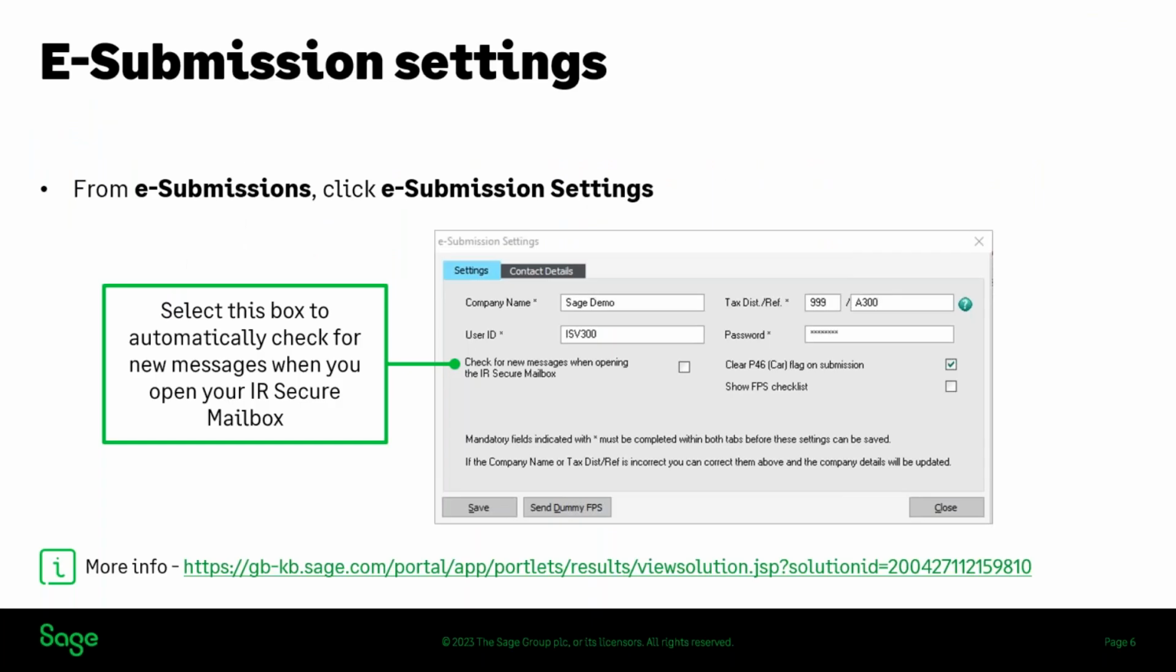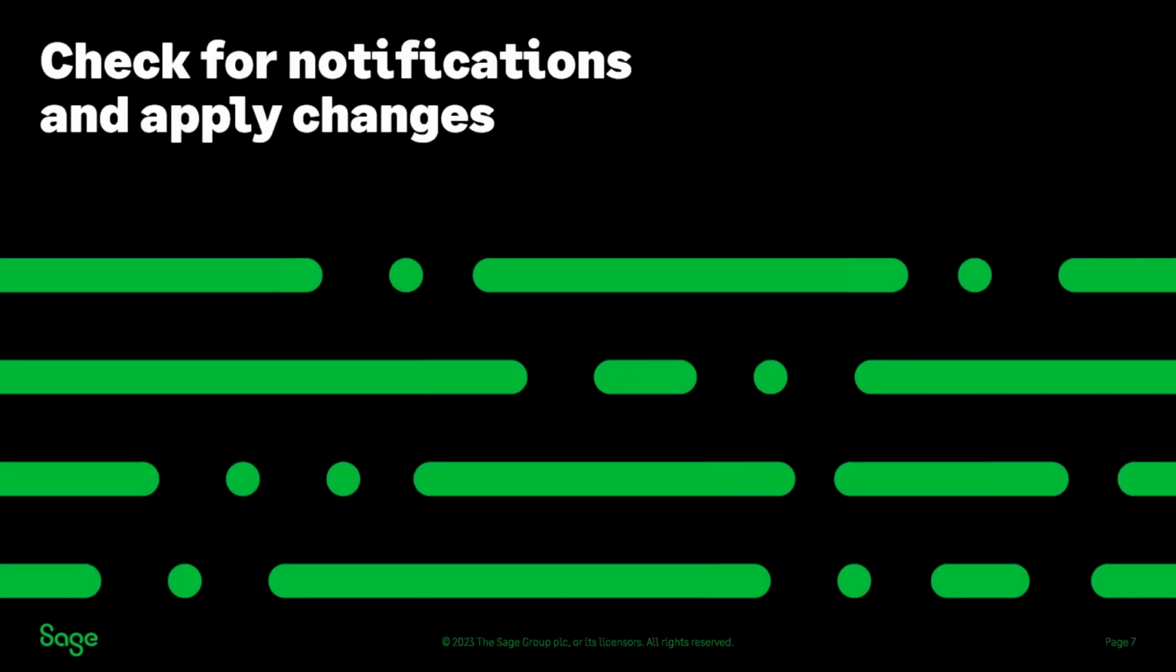So that's all there is to setting it up. Some of you will need to change your notification settings with HMRC if you're still getting those paper notices and you want to receive them online. But for those of you that already receive them online, just a quick check of these settings to make sure everything's up to date and you've selected your preferences regarding checking for new messages. So let's move on now and take a look at how you would check for notifications and apply those changes.